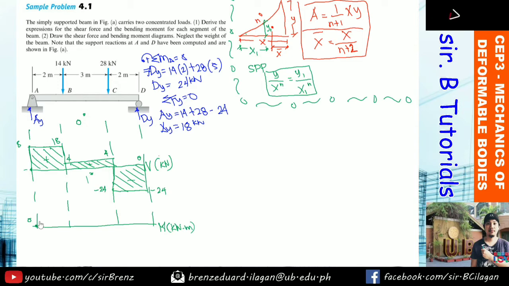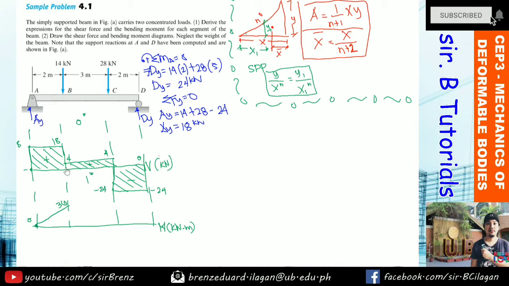So, 18 multiplied by 2. So, that will be equals to what? So, 36. So, first degree. Ayan. So, medyo ibaba ko pala ng konti, kasi positive yung susunod. Ayan. So, 18 times 2, or that will be 36 kilonewton meter. Okay. So, since nasa taas yan, so plus.